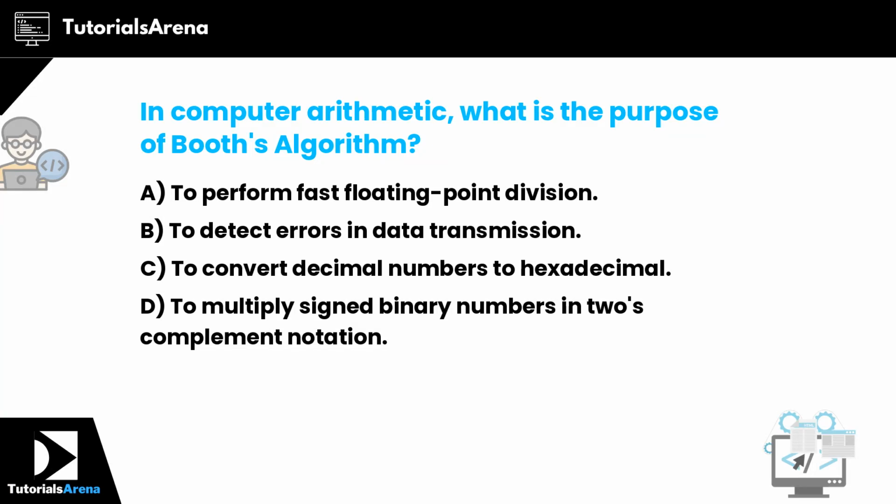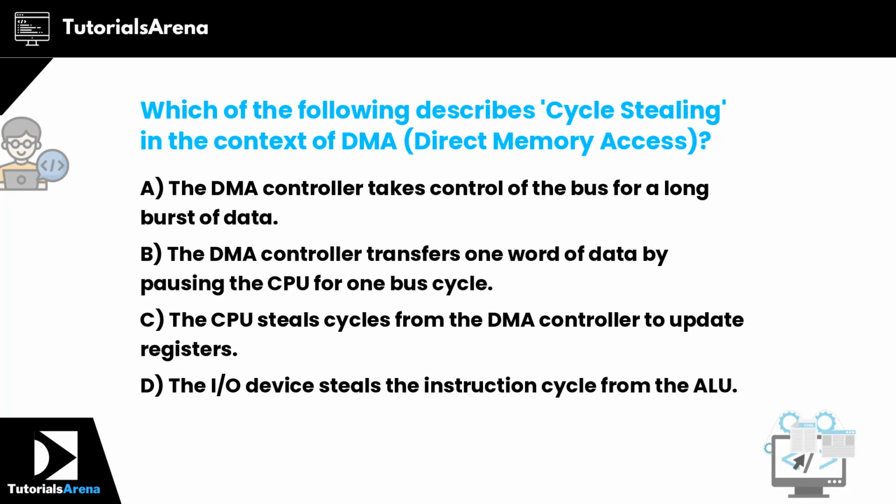In computer arithmetic, what is the purpose of Booth's algorithm? The correct answer is option D. To multiply signed binary numbers in 2's complement notation. Which of the following describes cycle stealing in the context of DMA, direct memory access? The correct answer is option B. The DMA controller transfers one word of data by pausing the CPU for one bus cycle.